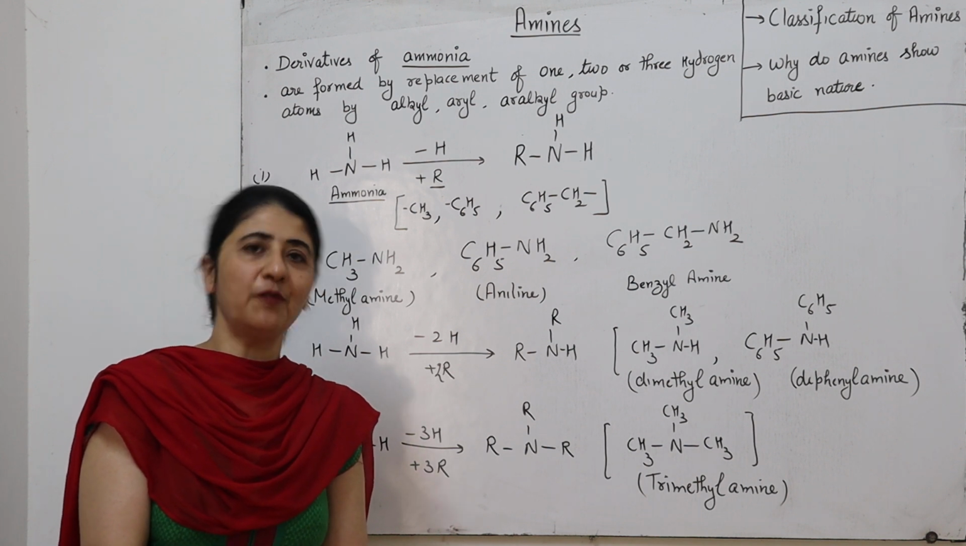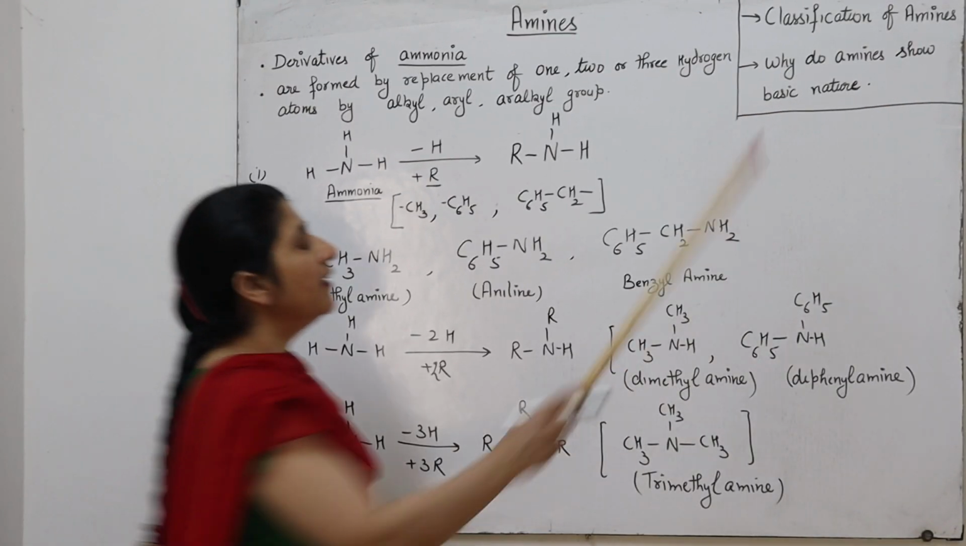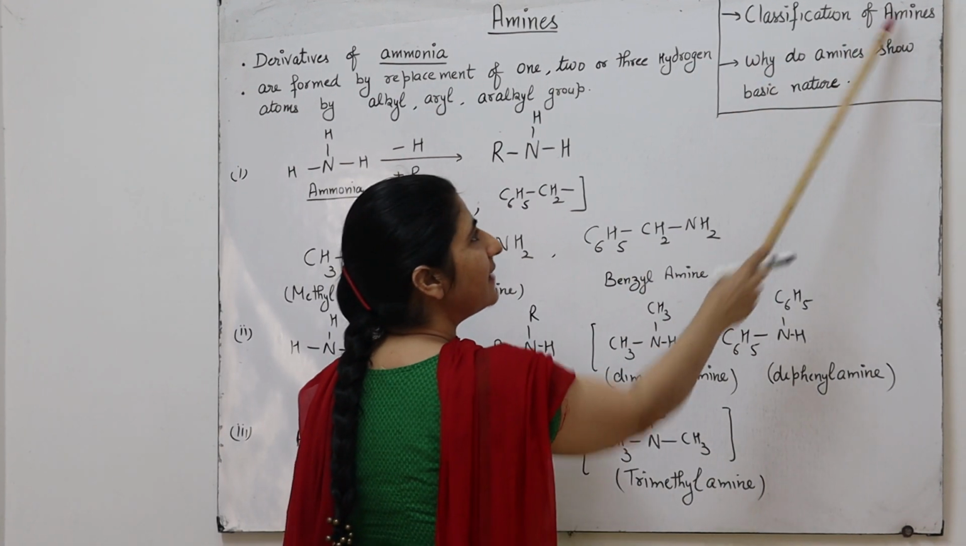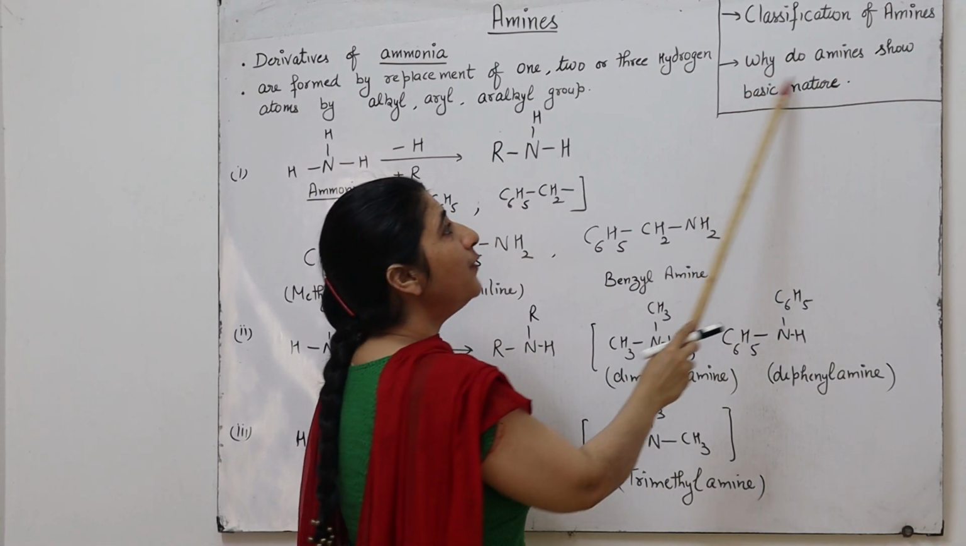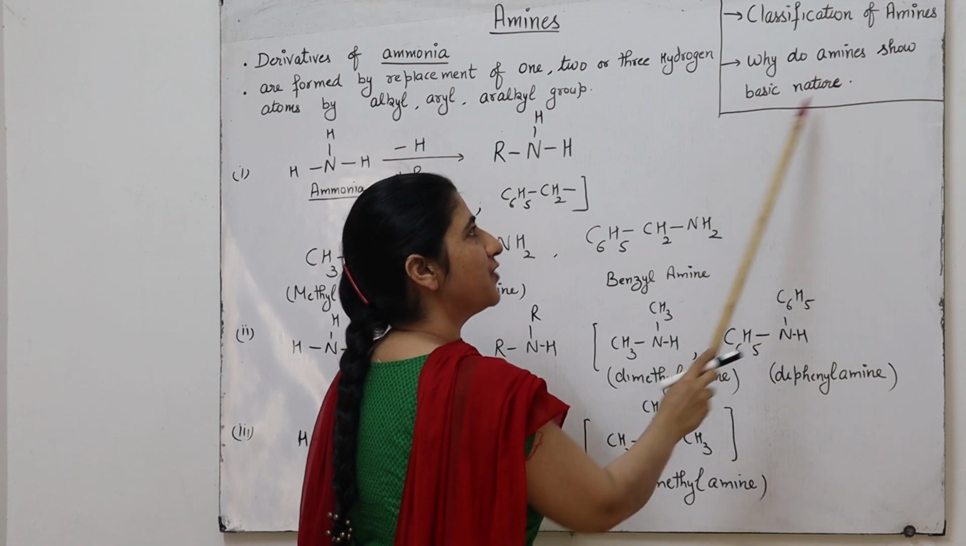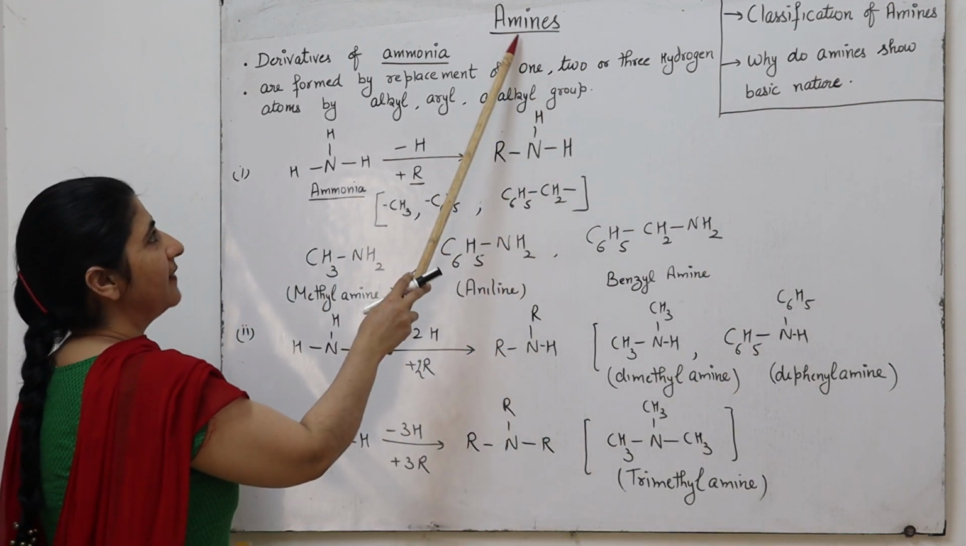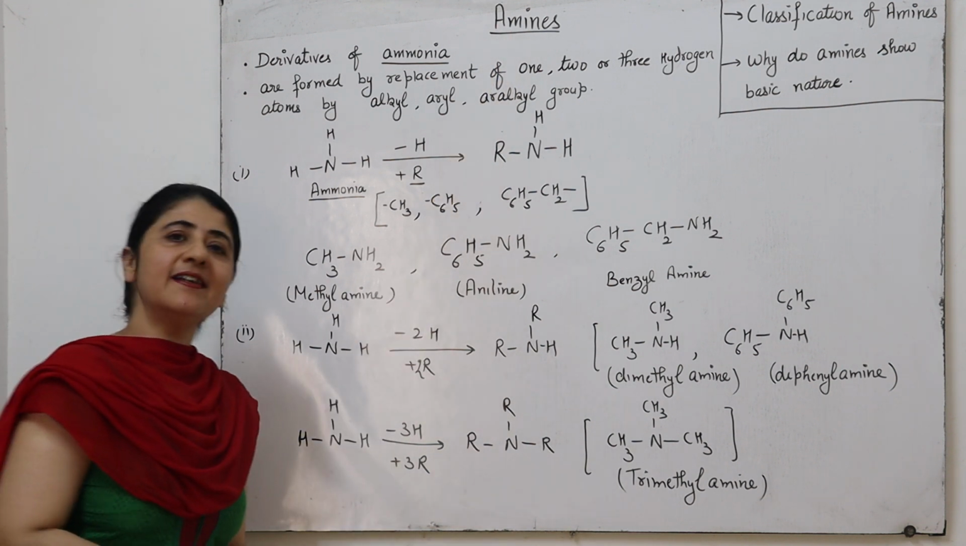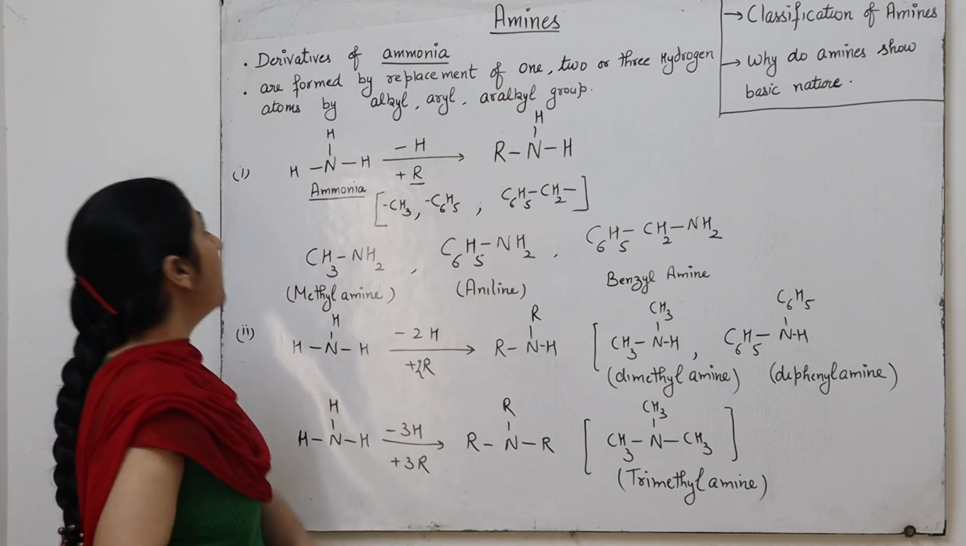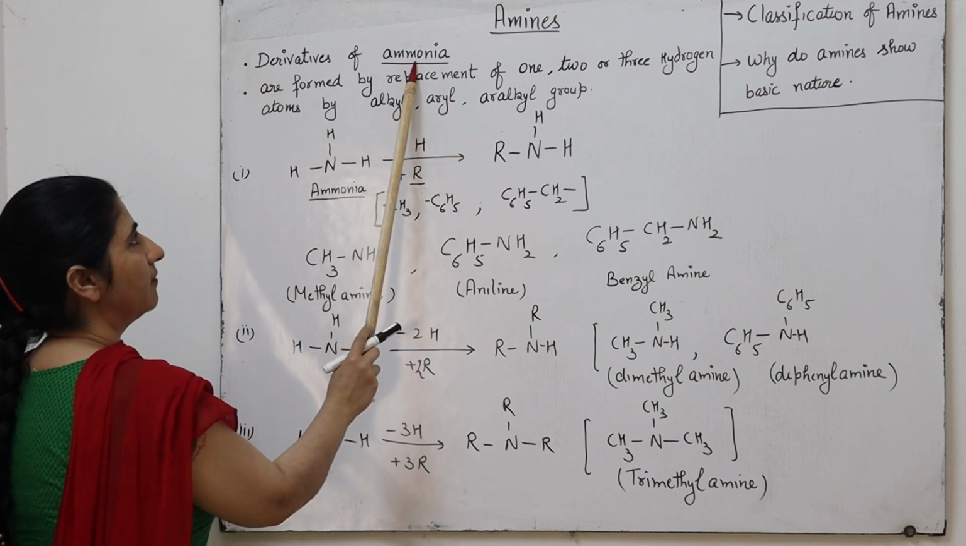Today I am going to start amines. In this video we will discuss two things. Number one, the classification of amines, and second, why amines show basic nature. So let's start. What are amines? Basically, amines are organic compounds which are derived from ammonia.